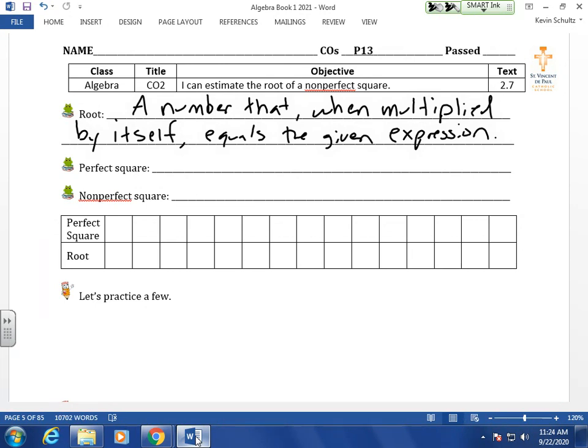So, for example, one that we kind of talked about in the CO1, if I asked you for the root of 36, I'm looking for the number that, when multiplied by itself, gives you 36. And that's why we said the answer to this is 6. Okay? 6 is the root of 36. And there are two different types of roots, when we take square roots of numbers, either perfect squares or non-perfect squares. We talked about these two with rational and irrational numbers.